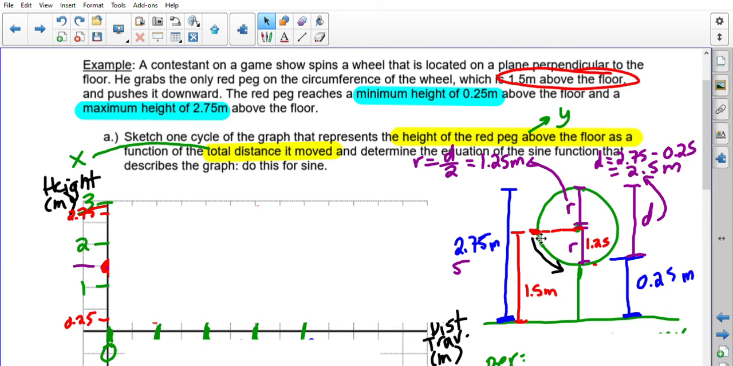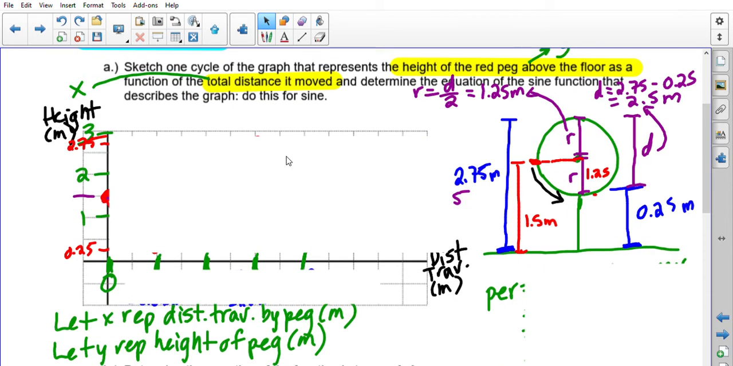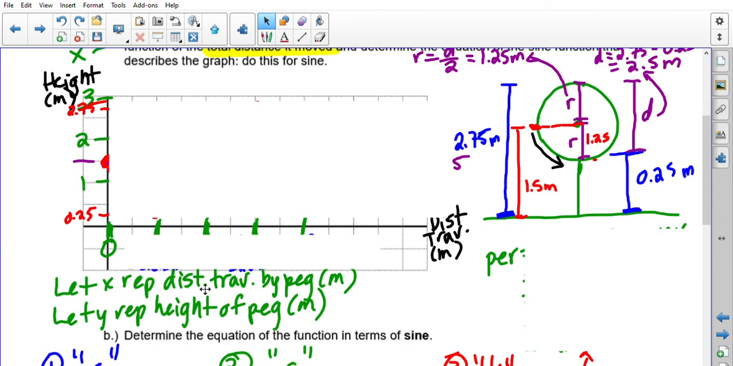So that means they're basically asking for what part of the circumference the peg has traveled. So for example, if they've traveled this many meters, what is the height of the peg at that time is basically it. All right, so we're going to let x represent distance traveled by the peg and let y represent the height of the peg.